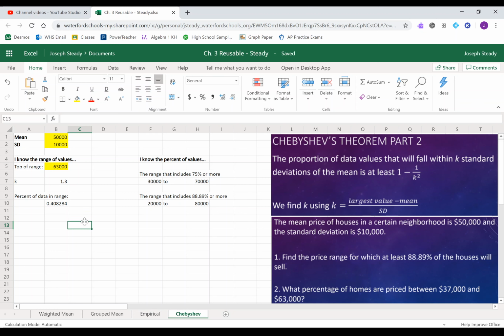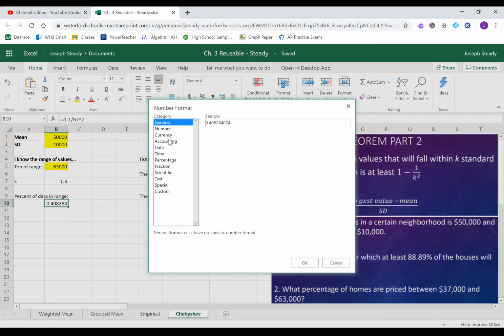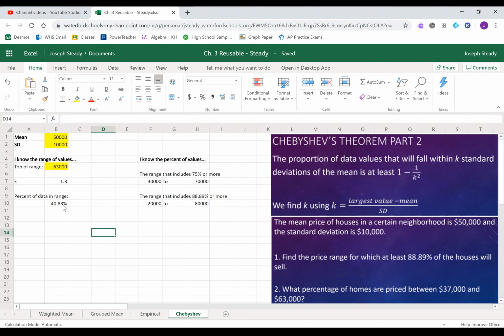Now, I'm going to do one thing here. We're going to change this ugly looking number so that it looks like a percentage by right-clicking, clicking on number format, and changing it to a percent. So now we get that 40.83% of the data will fall between $37,000 and $63,000 for this scenario here.